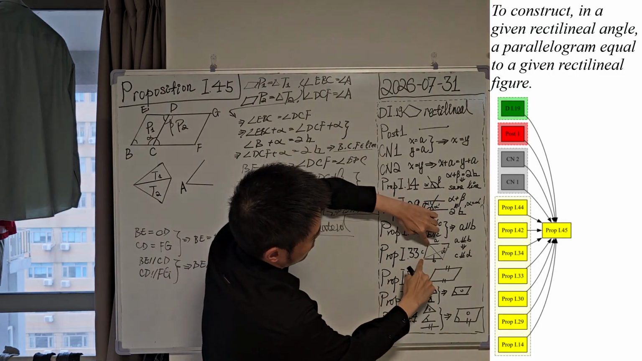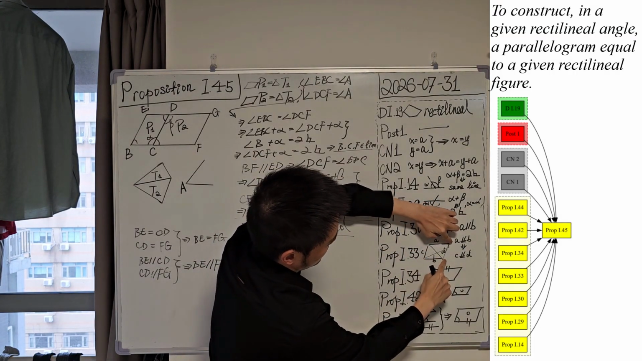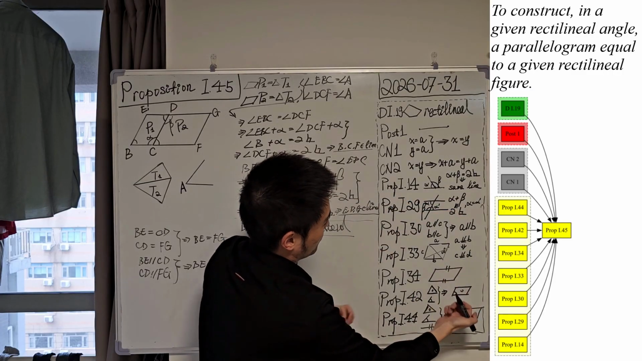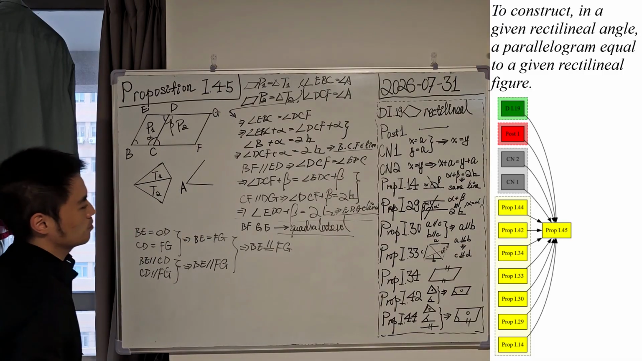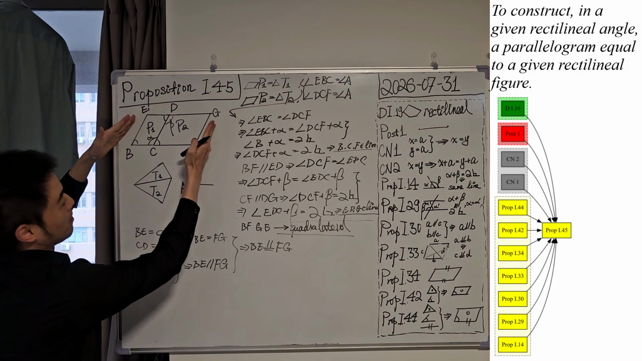So these two extremities are in the same direction, and these two extremities are in the same direction. So we construct them like C and D. C and D must be equal and parallel. So what do we know? They are equal and parallel.